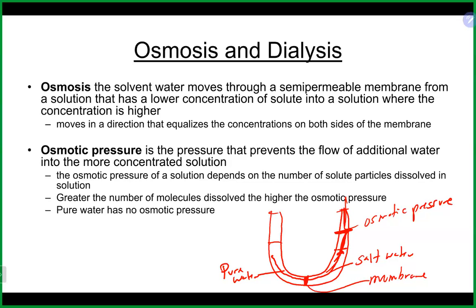The osmotic pressure of a solution depends on the number of solute particles dissolved in it. The greater the number of particles that are in there, the greater the osmotic pressure something has. Pure water has no osmotic pressure because pure water has nothing dissolved in it. There are no particles or ions moving around.